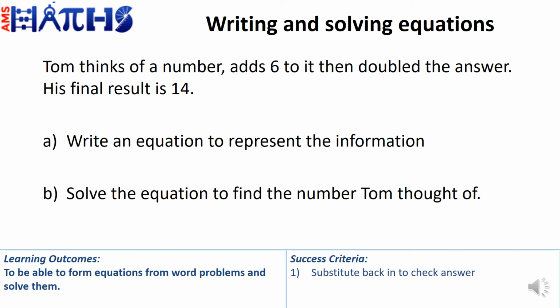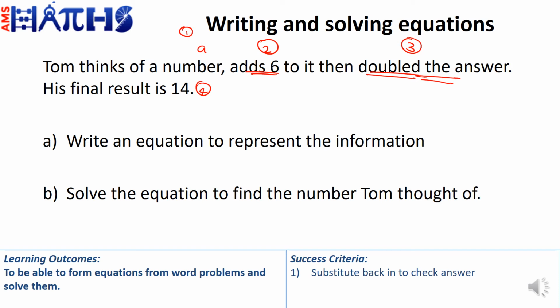So I said Tom thinks of a number. Let's call that number A. We don't know what it is, so we start with a letter and we are choosing A. So he thinks of the number A, which is the first thing. He adds 6 to it, which is the second thing. Then doubled the answer. That's the third thing. And his final result is the fourth thing.